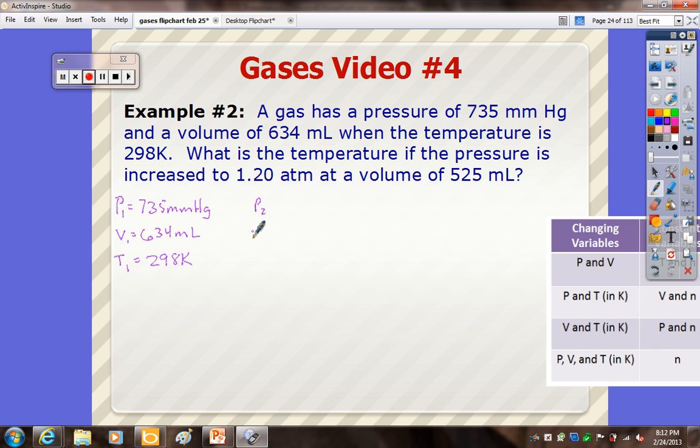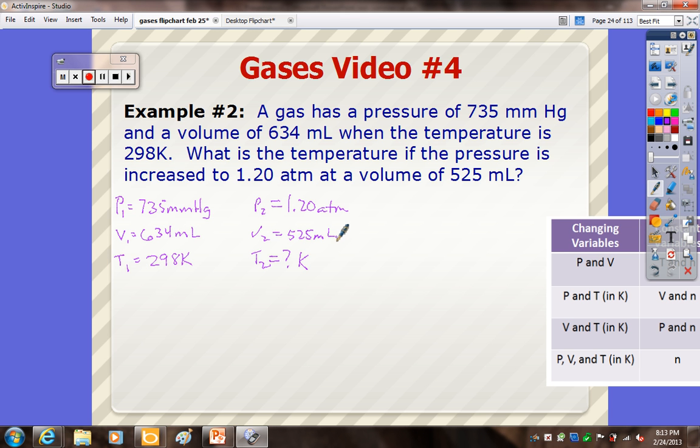Now we're going to read on. What is the temperature? So this is the unknown. If the pressure is increased to 1.2 atm and a volume of 525 milliliters. Let's check our units. Temperature is in Kelvin. This is good. Temperature must be in Kelvin. This temperature has unknown units, but it will end up being in Kelvin. Milliliters, milliliters. This is good because volume can be any units as long as it matches.